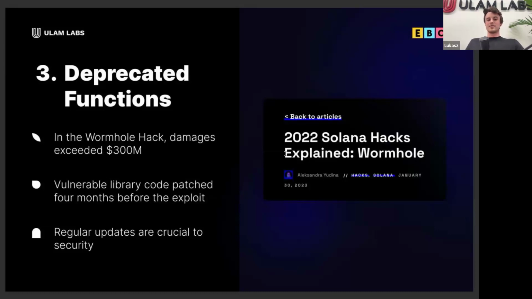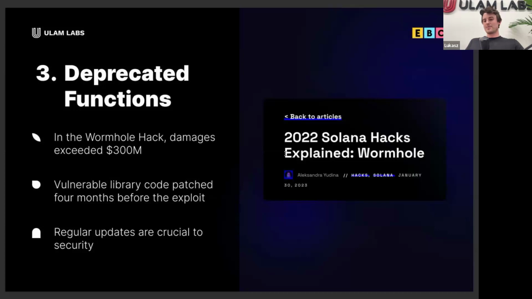And because of these reasons, one of the biggest hacks of 2022, actually the biggest hack, happened, and it was the Wormhole exploit. So what happened here was the attacker was able to fake a signature from a VAA from Wormhole and mint their own wrapped ether on Solana.